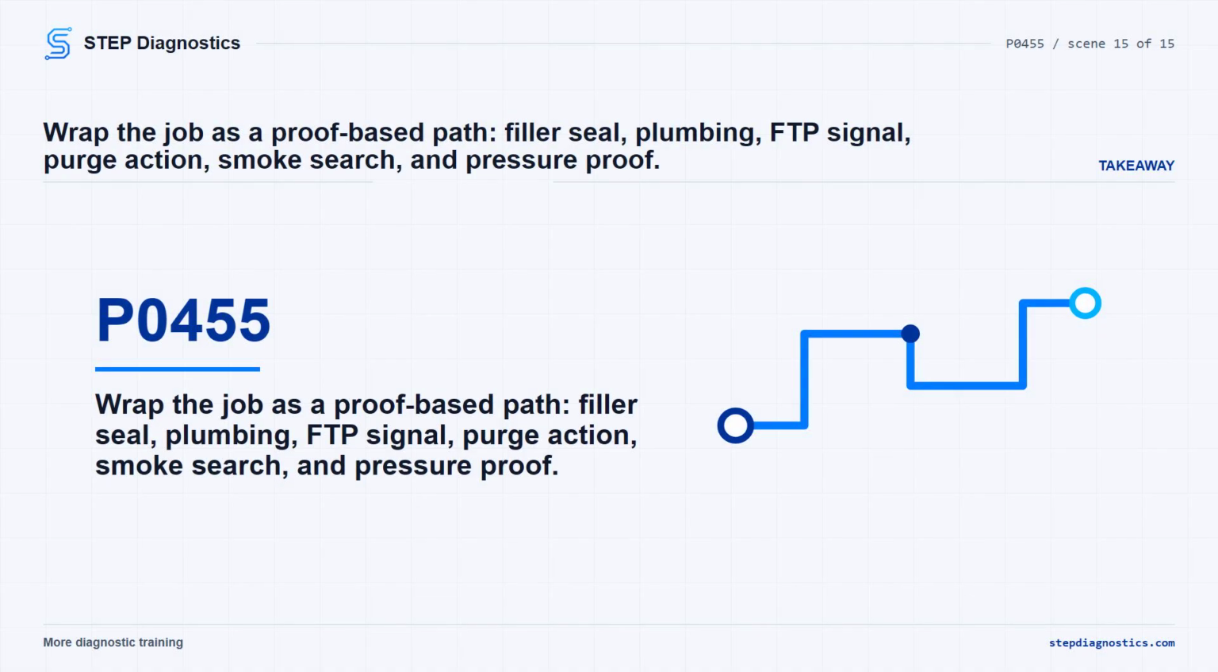Bottom line, for P0455 on this F150, prove the filler area first, check the EVAP plumbing, validate the FTP signal and purge response. Then use smoke detection and pressure verification to separate an actual leak from a control or sensor issue.